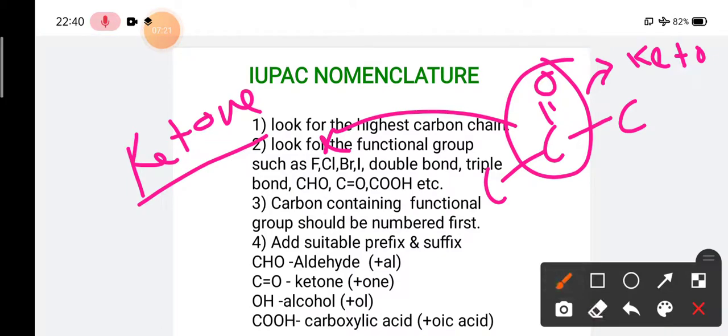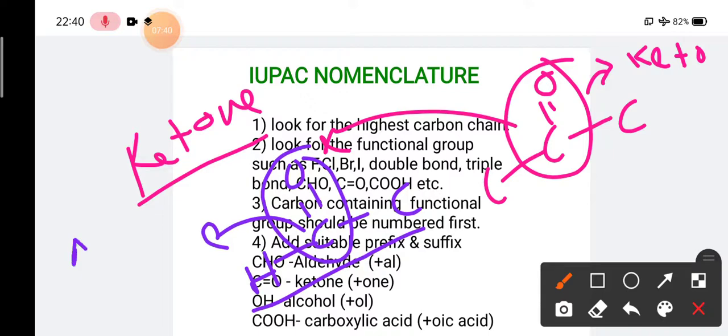Let's take another example. Suppose here one side is carbon and the other side is hydrogen. If hydrogen is present in the neighboring position of the keto group, then it will be called an aldehyde. So that is the difference between aldehyde and ketone. Aldehyde consists of a keto group, and ketone also consists of a keto group, the C double bond O. The difference is that an aldehyde has a keto group with hydrogen, but in a ketone there is no hydrogen.